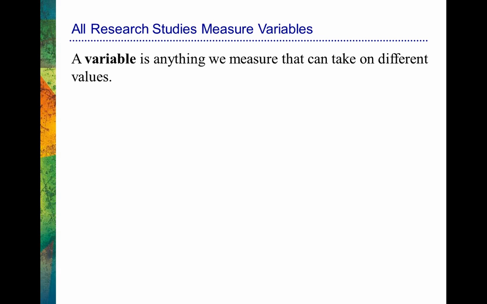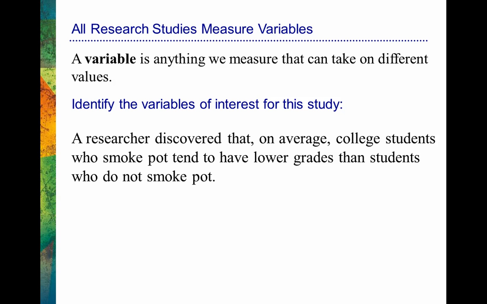Think about something like political party. People are Democrats or Republicans or independents or something else. So clearly a person's political identity can vary. So that's a variable. All right, well, let's just quiz ourselves real quickly. Identify the variables of interest for this study.